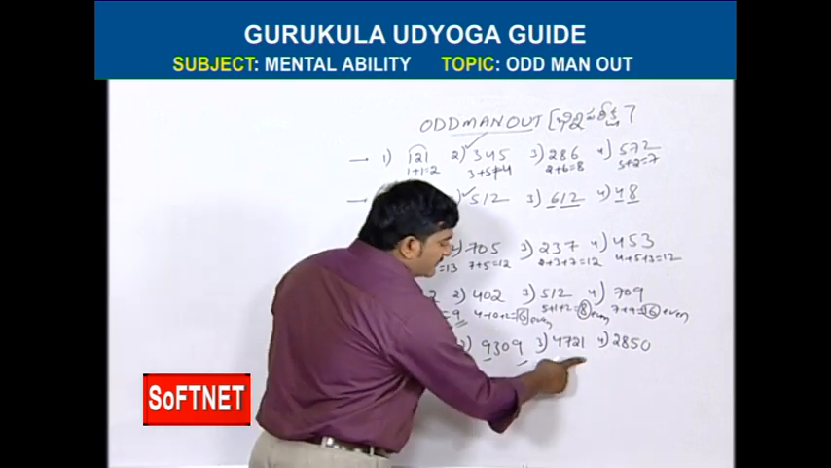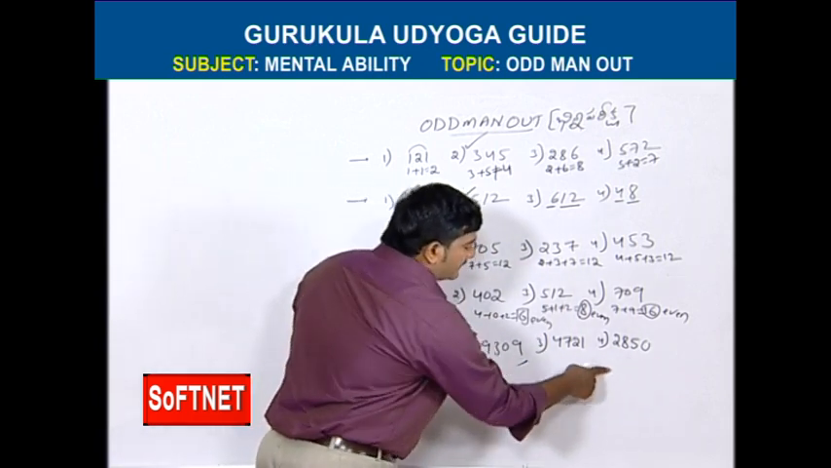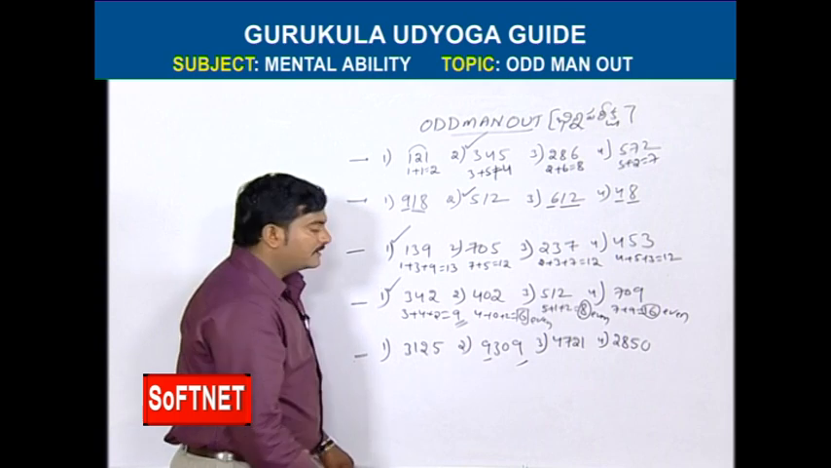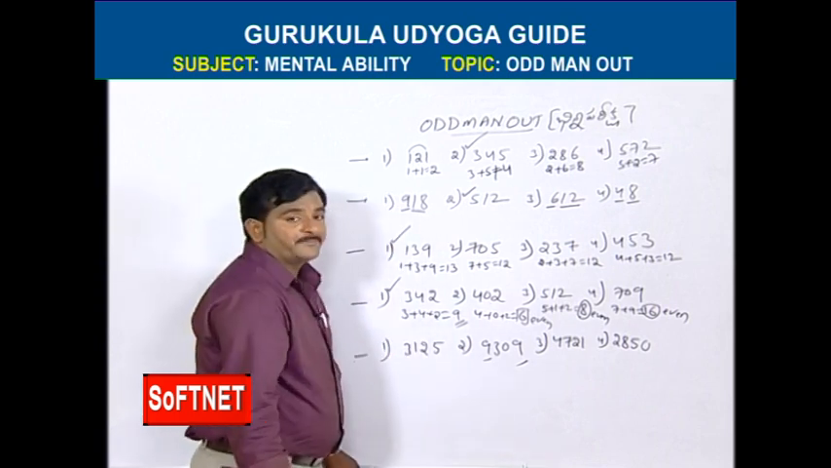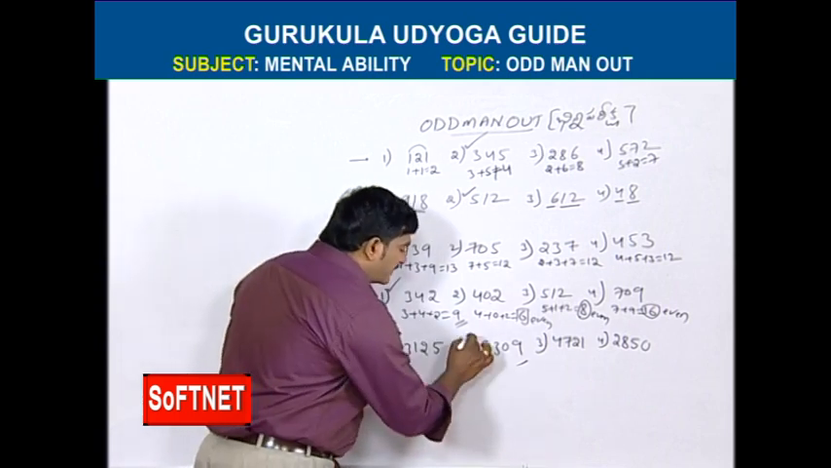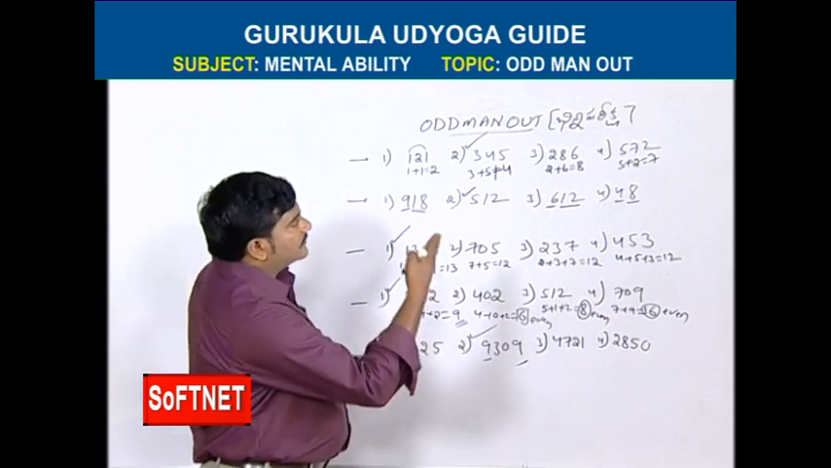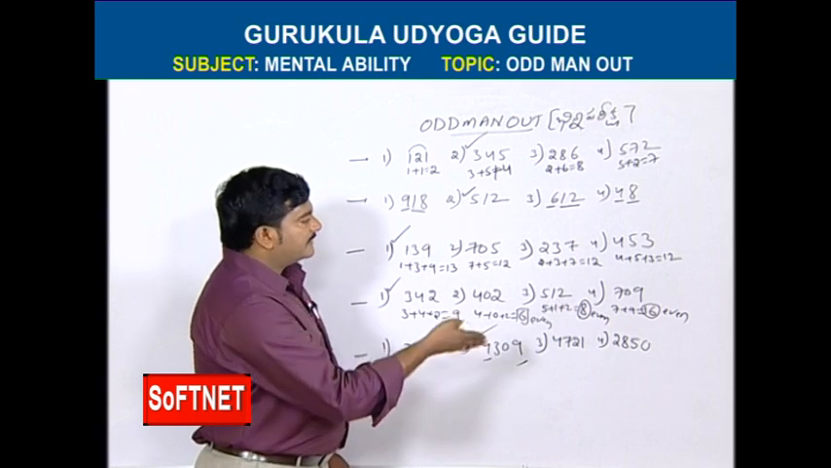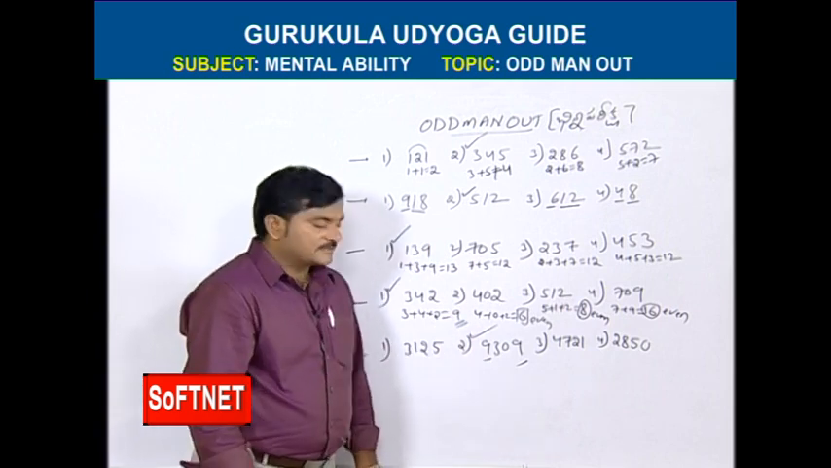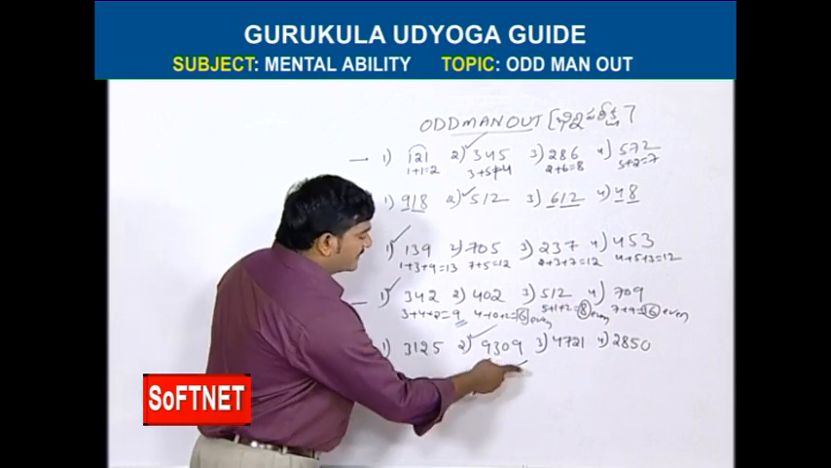Whereas here 4 7 2 1, there is no repetition. Whereas 2 8 5 0, there is no repetition. But whereas here, 9 is repeated. That's why this is a model of repeated. So, different patterns. First one is about that, then second, third, fourth, fifth. You need not waste much time on this.